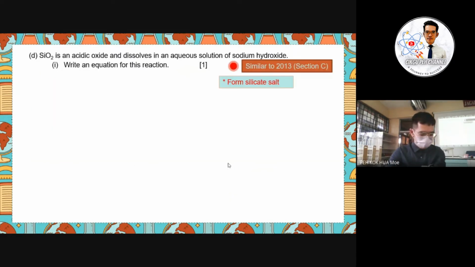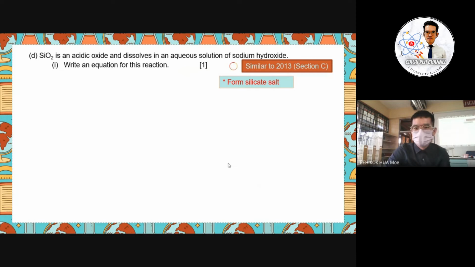For the repeat exam, no any past exam report can be pulled out. Okay, so silicon dioxide is an acidic oxide and dissolved in an aqueous solution of the sodium hydroxide.